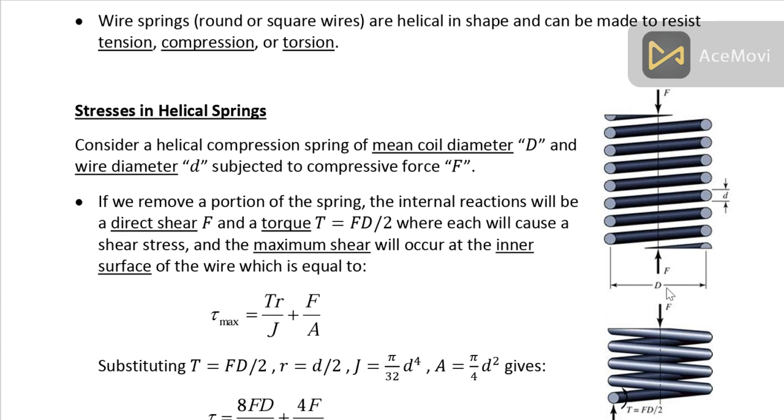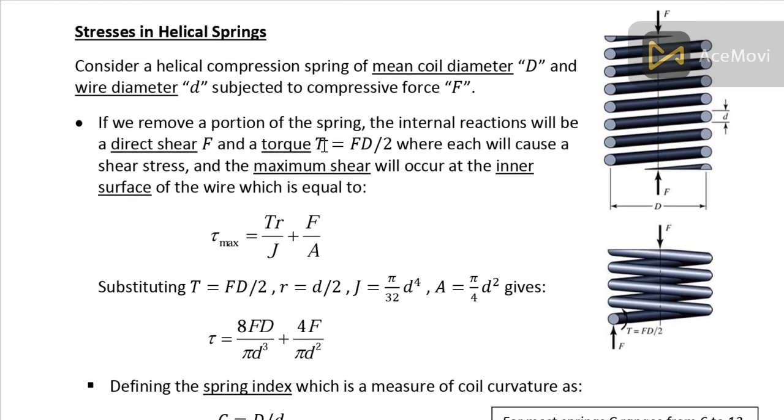There are two terminologies. The major diameter, capital D, is from the center of this coil to the center of this coil, and the small diameter, d, is basically the thickness of the wire. For stresses, you can read the complete theory. I am telling you just the formulas.